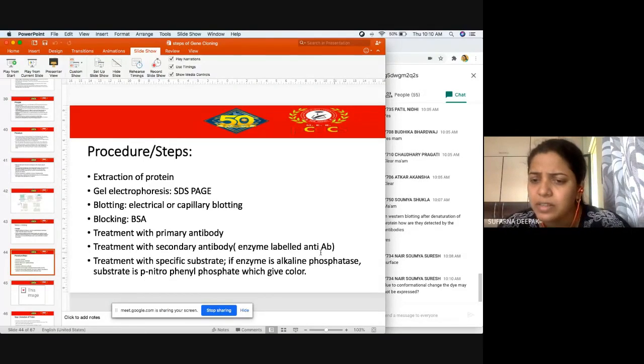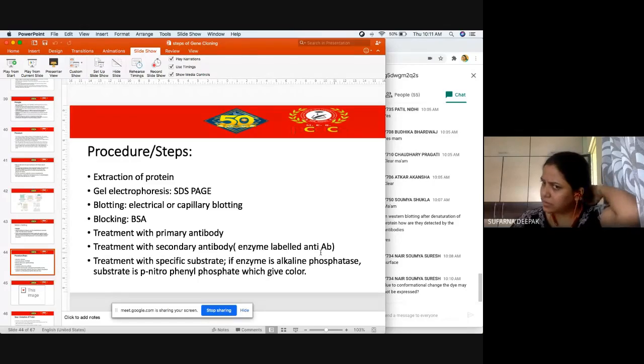Soumya is writing, due to conformational change, the dye may not be expressed. No, that's not right. The dye doesn't need to be expressed. The dye is already present. The dye is only going to give it fluorescence. But something closer, something closer. Yes, anybody? Anybody else? You can unmute also and speak up.